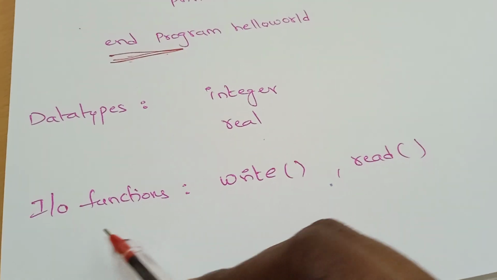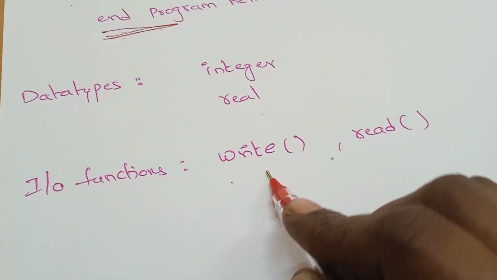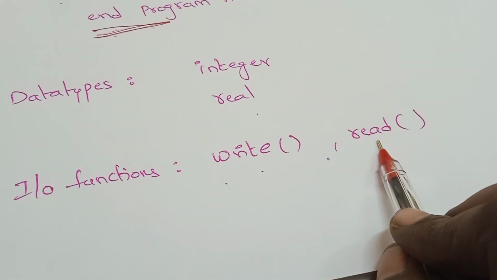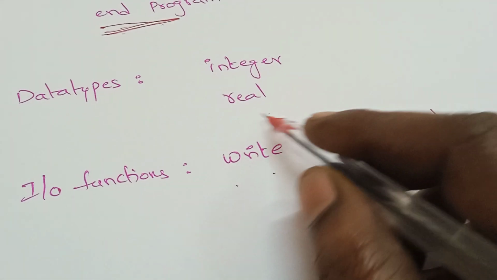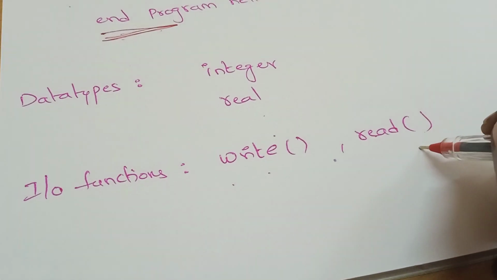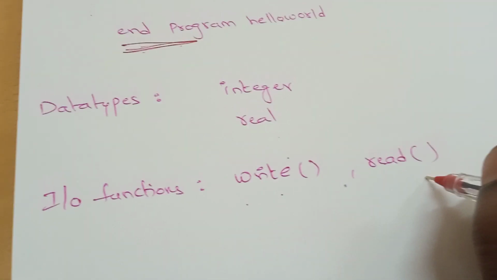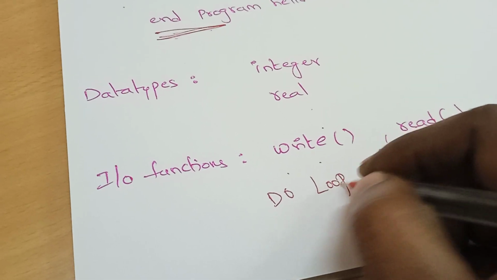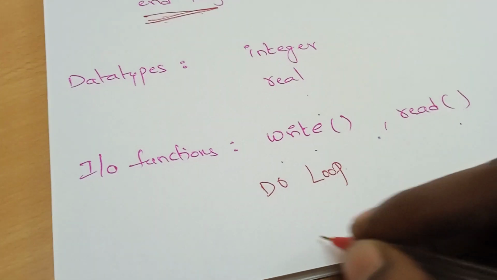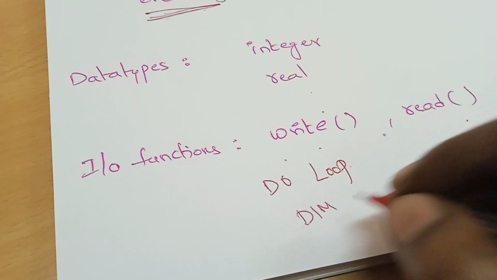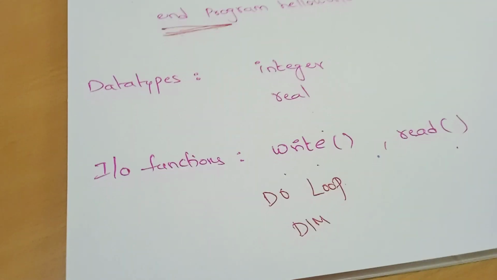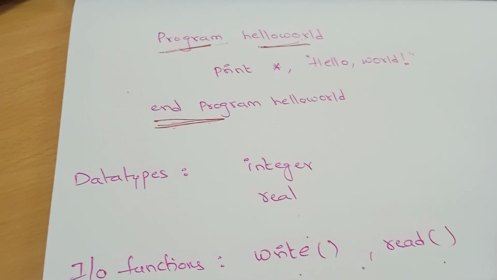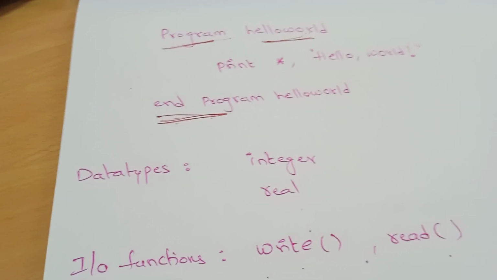When you want to do input and output, we use the write function and the read function. It is in the place of scanf. When you want to write something, you take the write function. When you want to read, you take the read function. And it uses the do loop. And if you want to give any dimensions to your data, we use the dimension function and the equivalence function. So all these are the basic concepts of FORTRAN. And in the next video we'll cover the next programming language.